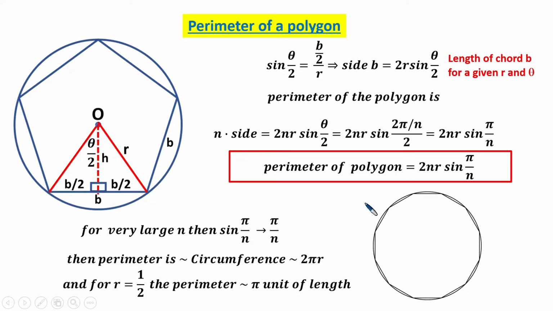So if I use pi by n here, n and n will get cancelled. So 2r and pi remain. So that is 2 pi r. So the perimeter, the circumference, is 2 pi r. If you make the edges smaller and smaller, they will overlap on the circle. Here it is not overlapping, but you see it has come quite close. So if you make many more sides like this, with n tending to very large, it will be like a circle. So for r equal to half, the perimeter is pi units of length.